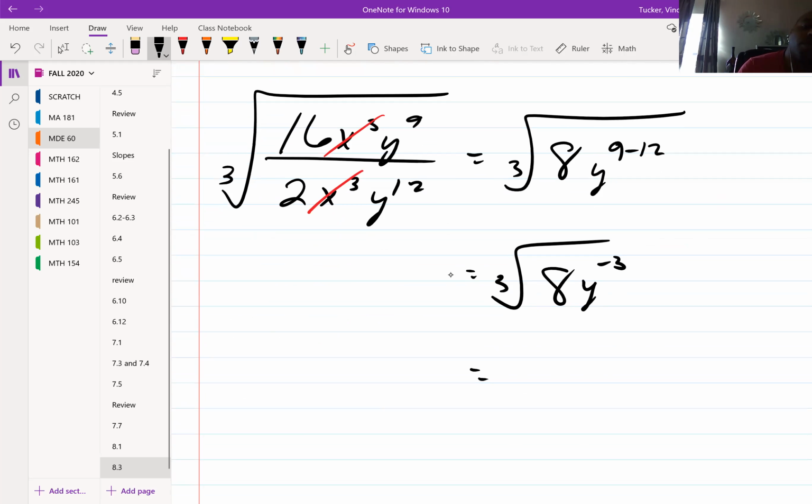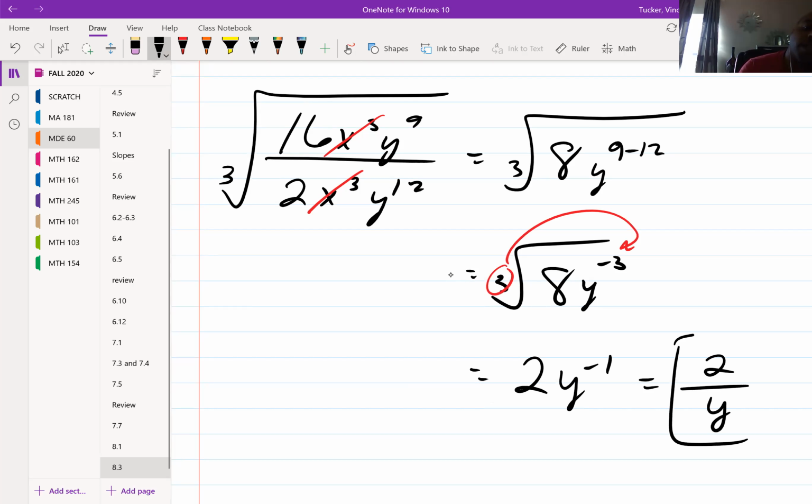Cube root of 8 is 2. Don't forget you're dividing this into this. So that's going to be y to the negative first power. Then you can simplify it by bringing y down to your denominator. It's 2 over y.